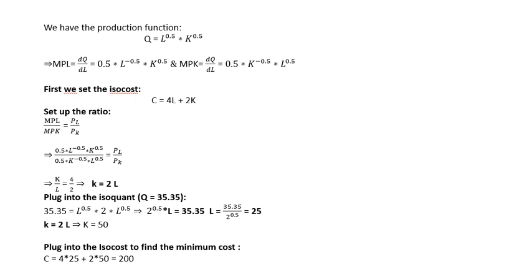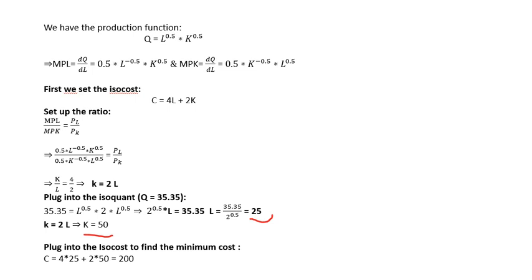Now we can find the optimal cost. Here we plug these optimal values of K and L into the isocost to find the minimum cost. So here C equals 4 times L, which is 25, plus 2 times 50, which is the optimal value of K. Now we find C as 200, which means the optimal or the minimum cost for producing 35.35 is 200 units of money, and we can achieve this minimum if we choose this combination: K equals 50 and L equals 25.